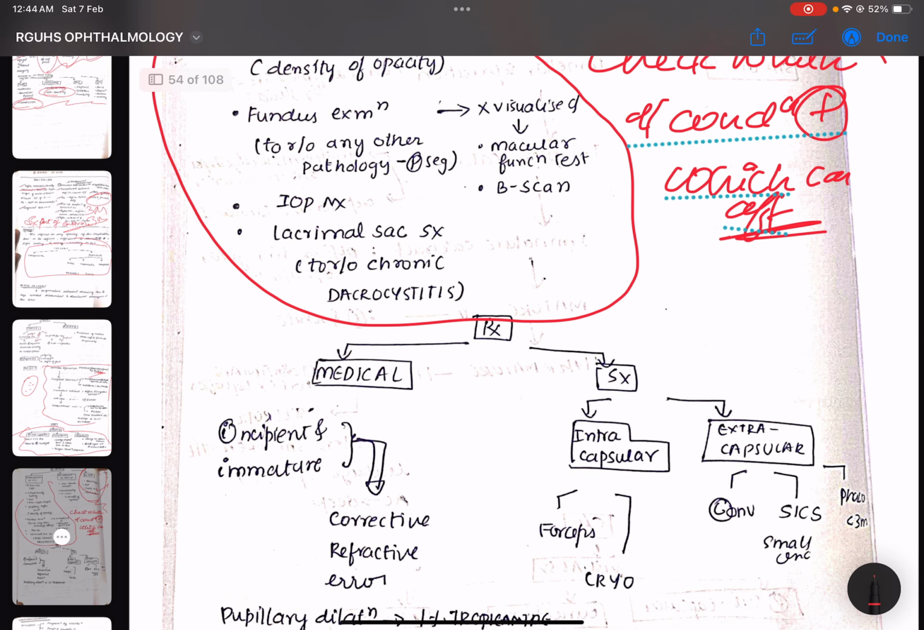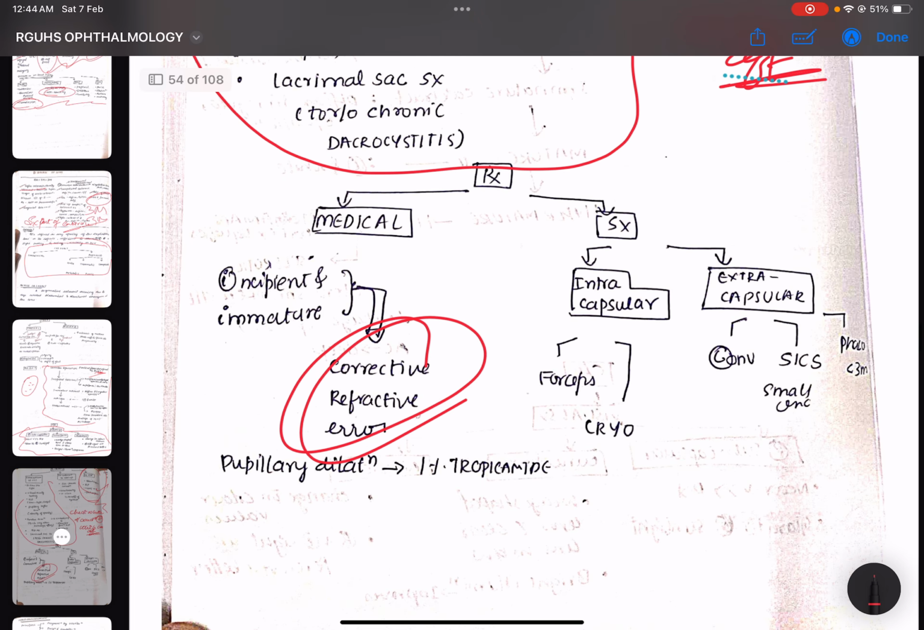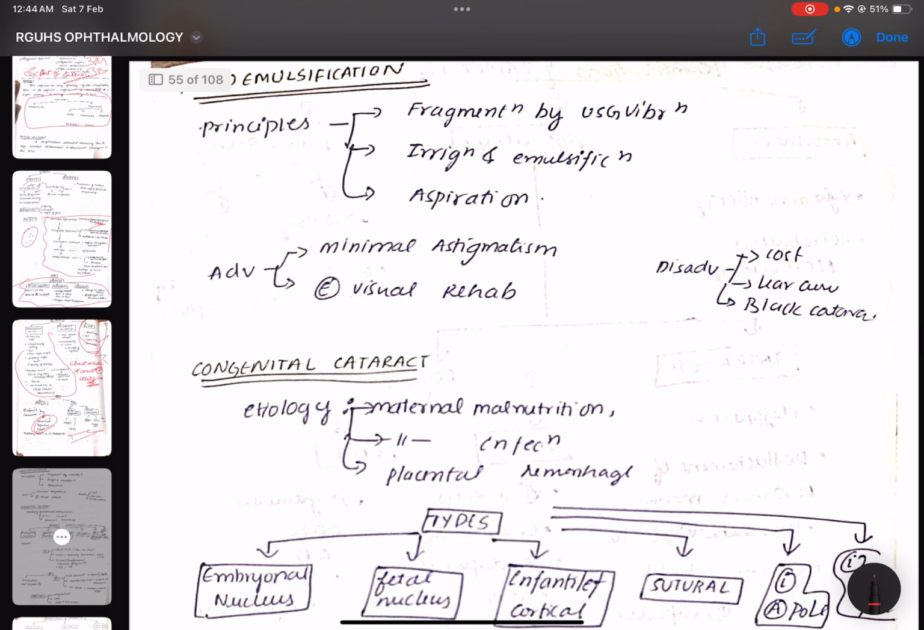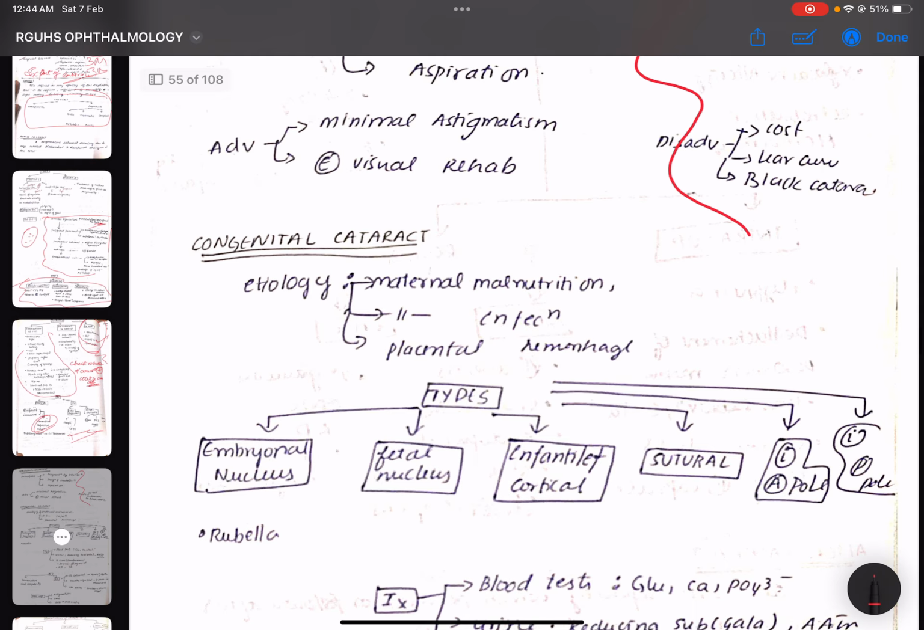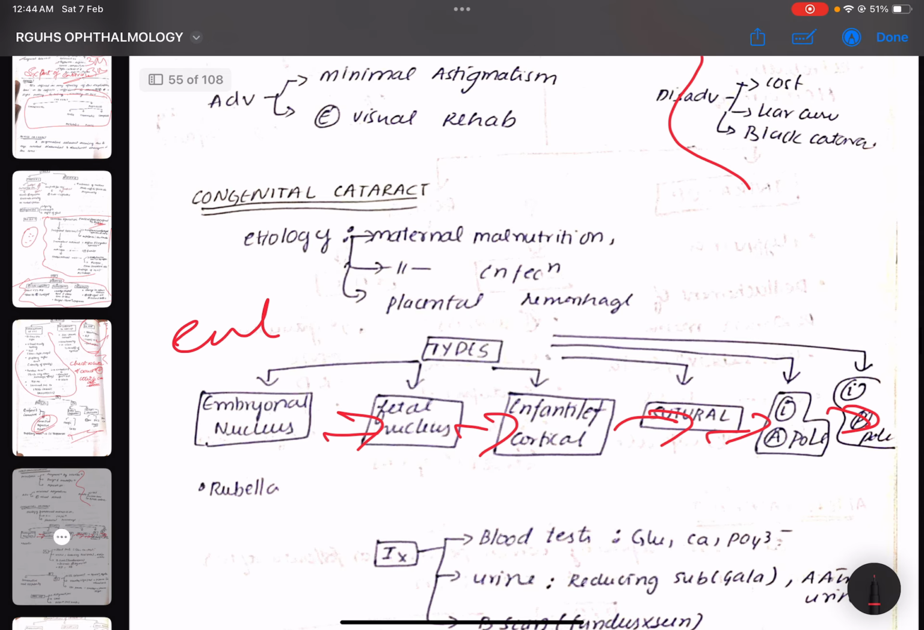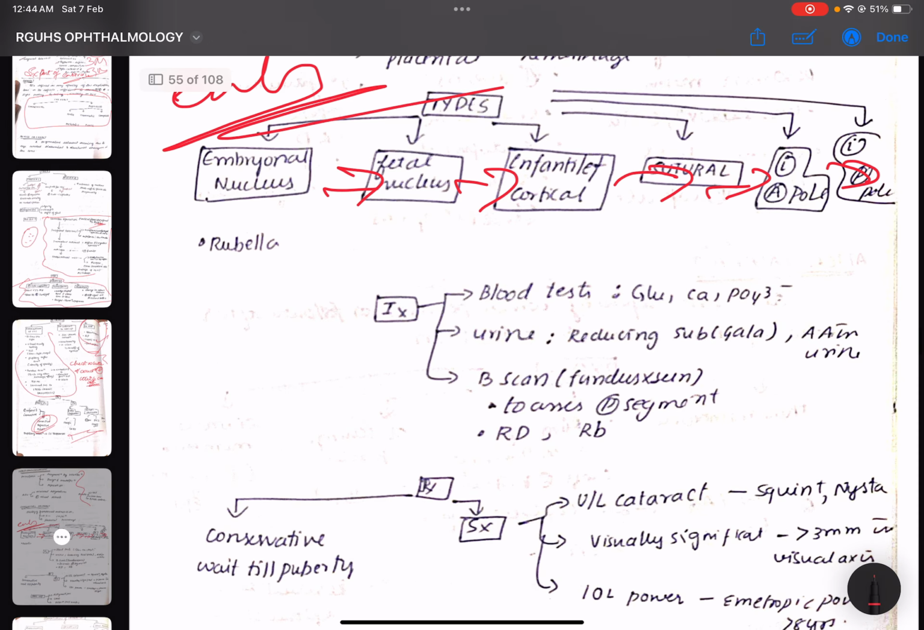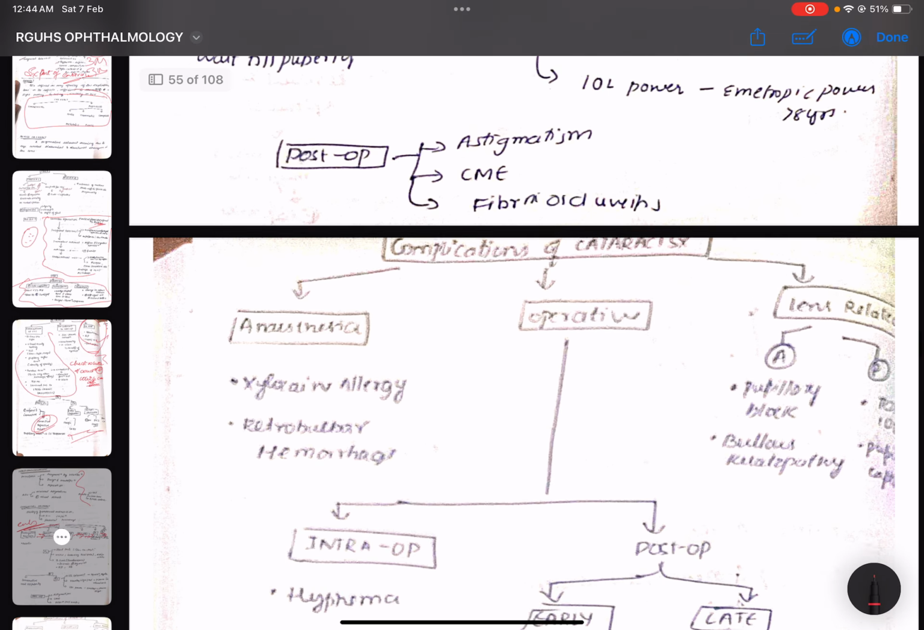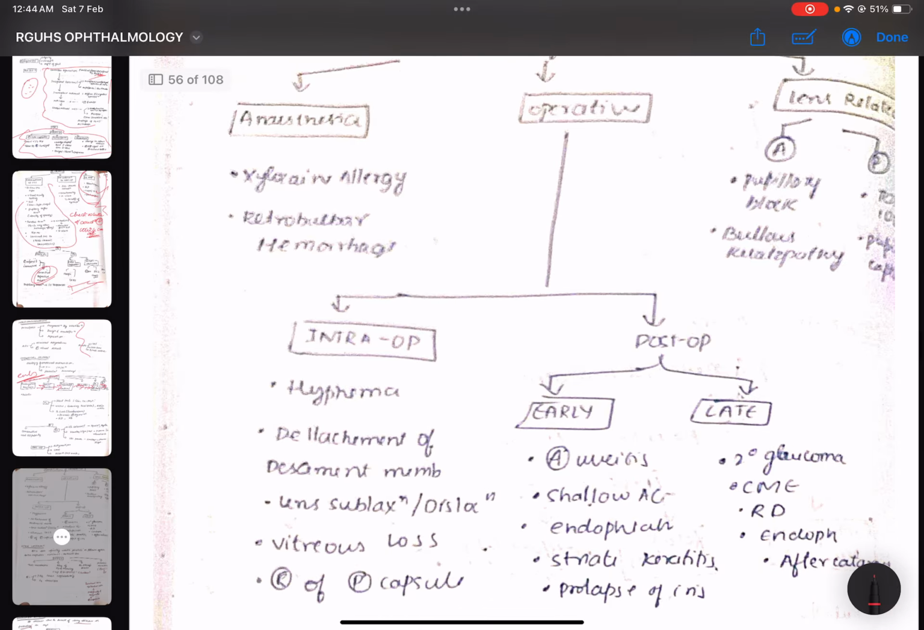And these are the medical things. Again, obviously the major thing is to correct the refractive errors. Then these are the surgical things. I'm sure you know them in and out. Again, the principles I'm not discussing. Again, causes of congenital cataract. Based on embryology, if you study, obviously you will know how the types go. Complications of cataract surgery are again related to anesthesia, operative, and lens related. Make sure you divide it accordingly and then place it.